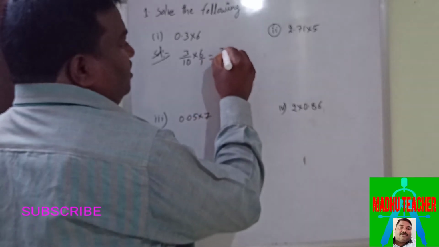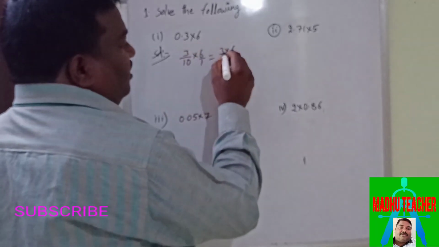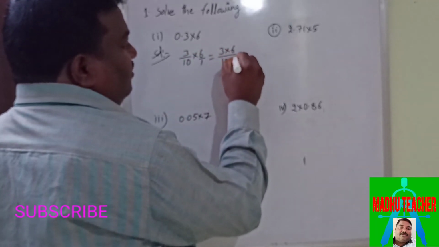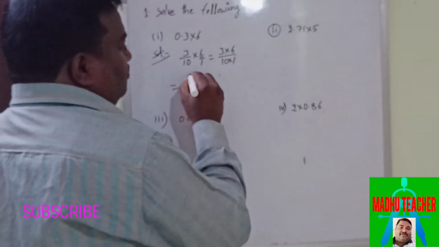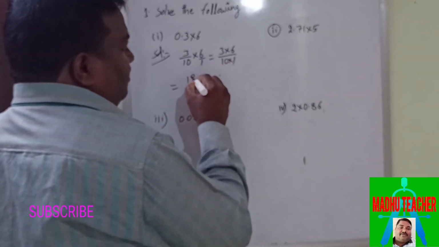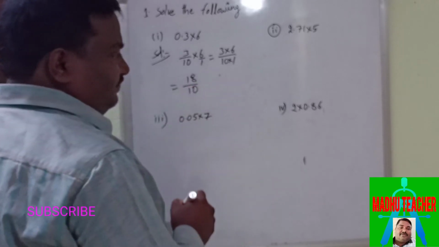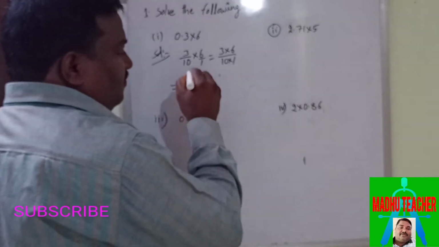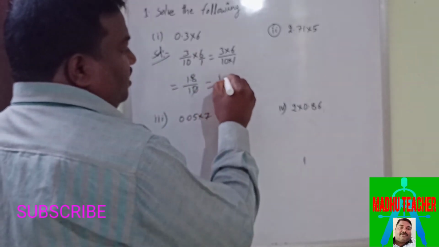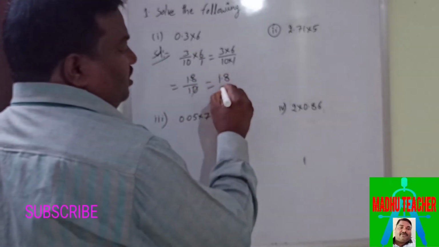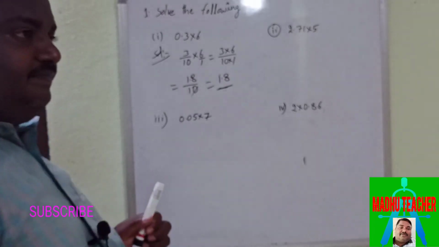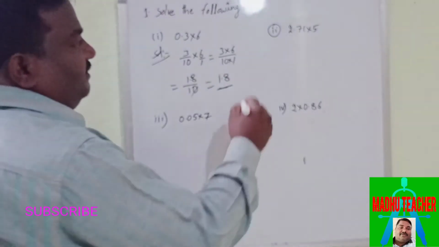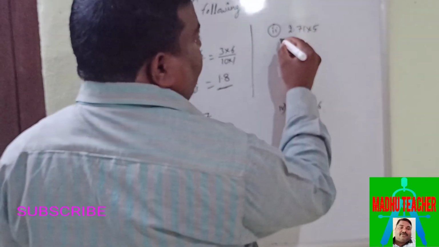That equals, can write 3 into 6, numerator into numerator by denominator into denominator. That equals 3 sixes are 18 by 10 ones are 10. 0 cancel, put point before 1 digit. That is 1.8 by 1. No need to write 1.8 by 1. Next, second one.